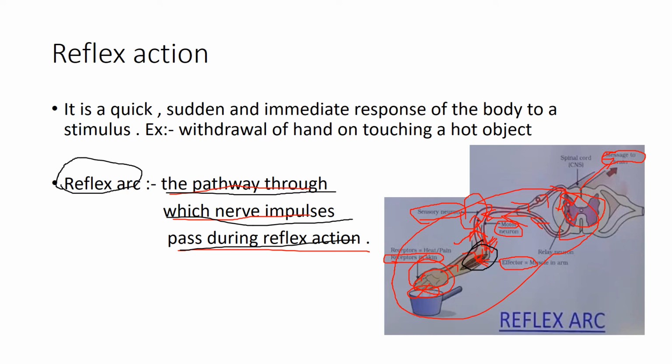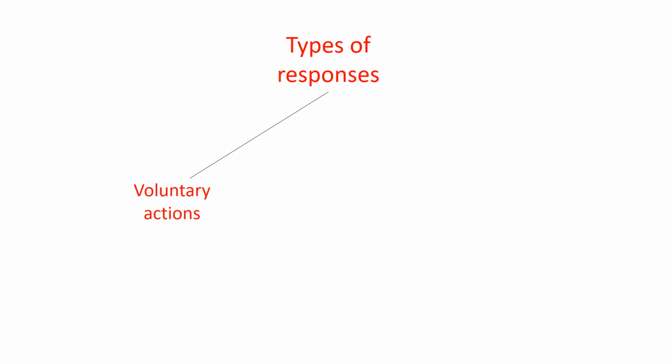Now we will learn the types of responses. There are three types of responses. One is voluntary action. What is voluntary action? The actions which we can control on our own are called voluntary actions. Another type of response is involuntary actions. What are involuntary actions? The actions which we cannot control on our own are called involuntary actions.